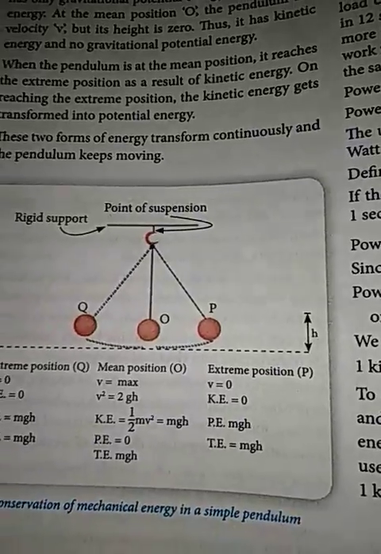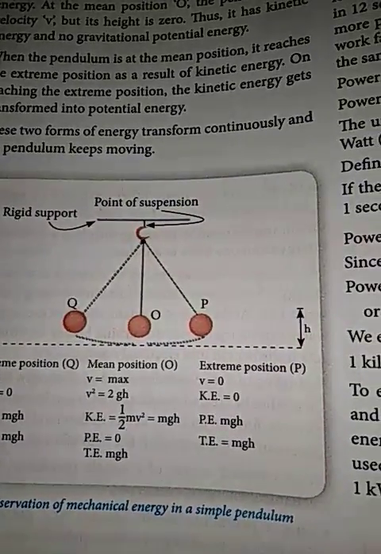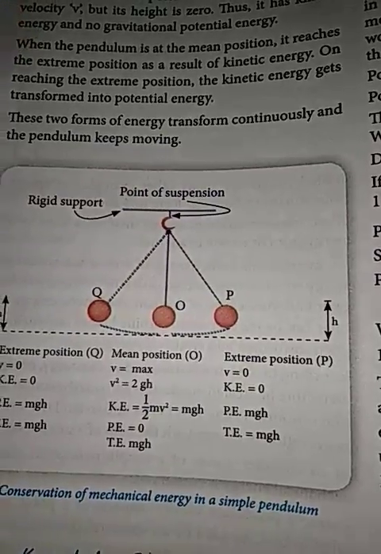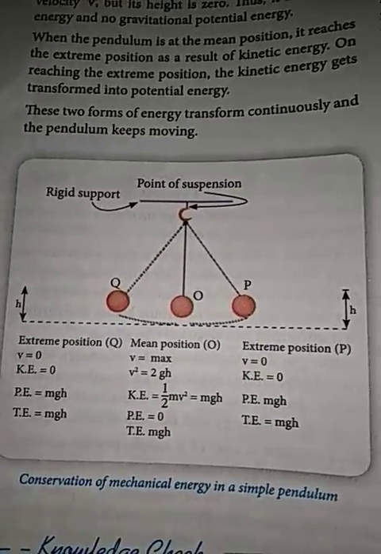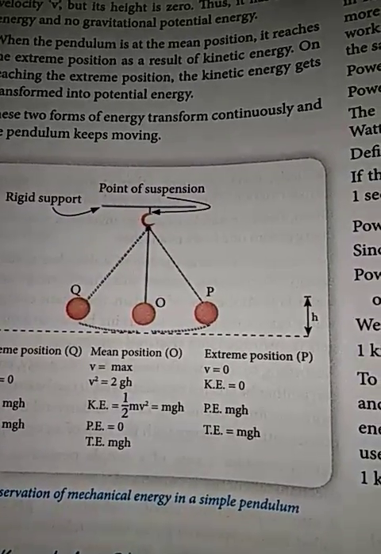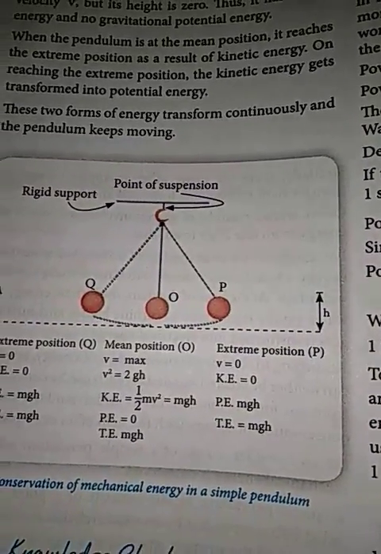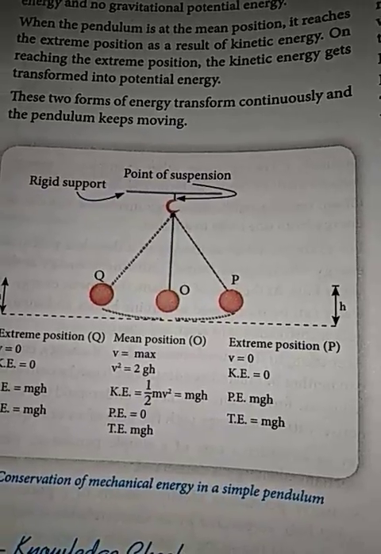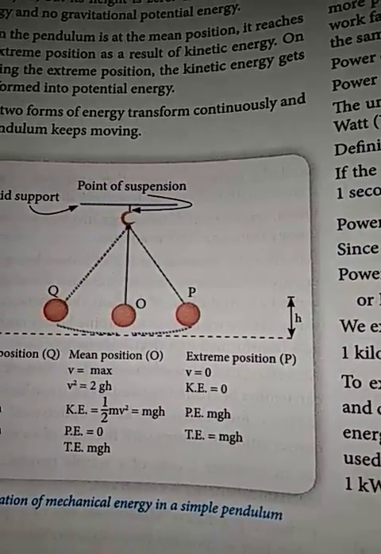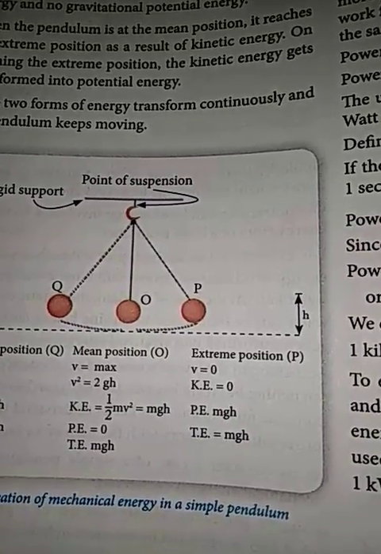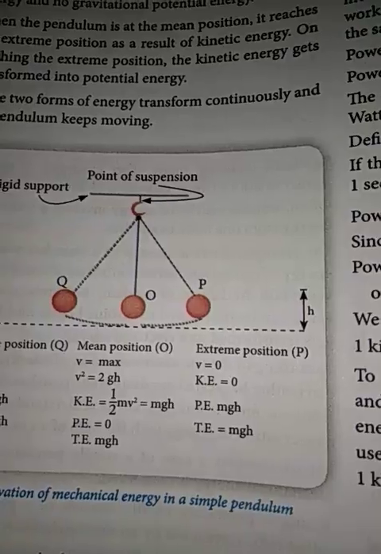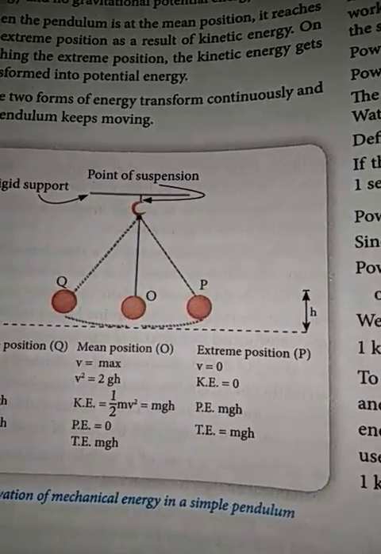Therefore, at this point, the pendulum has only gravitational potential energy, no kinetic energy. When the pendulum is at the positions P and Q, it has only potential energy, no kinetic energy. It is located at a height, so it possesses potential energy, and it is at rest, so it has no kinetic energy.